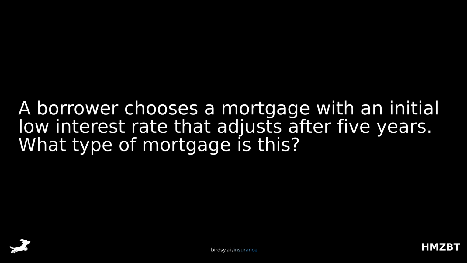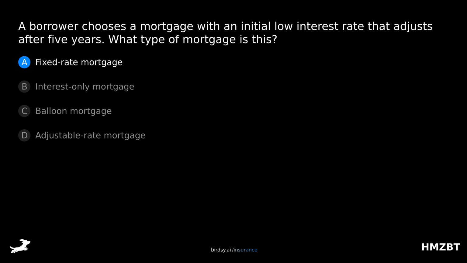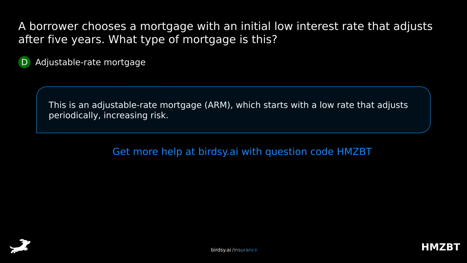A borrower chooses a mortgage with an initial low interest rate that adjusts after 5 years. What type of mortgage is this? Is it A, fixed-rate mortgage, B, interest-only mortgage, C, balloon mortgage, or D, adjustable-rate mortgage? The answer is D, adjustable-rate mortgage. This is an adjustable-rate mortgage, which starts with a low rate that adjusts periodically, increasing risk.